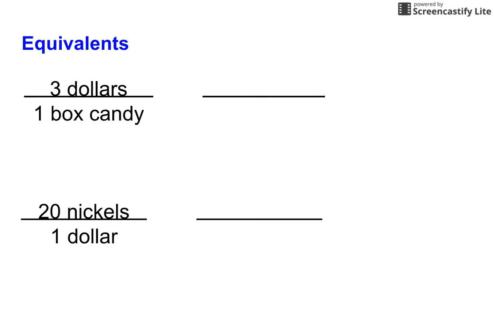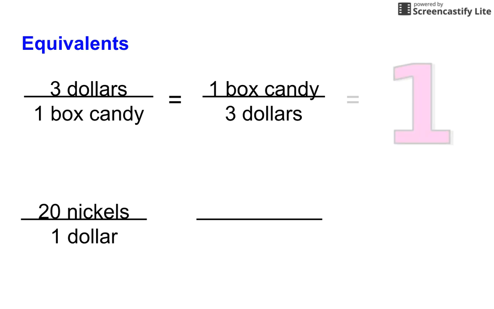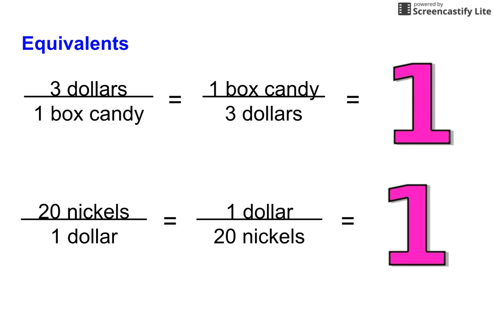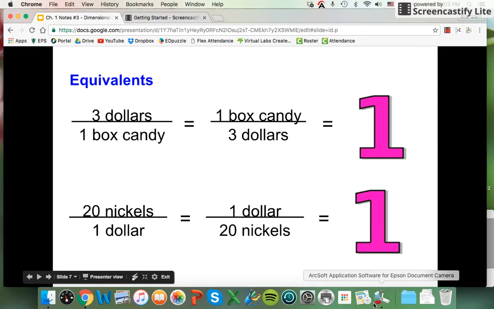So for this problem, here are two fractions we can make. It actually doesn't matter which number is on the top. You can put candy on top, dollars on bottom. You can put dollars on top, nickels on bottom. It doesn't matter, but we just have to remember that the fractions are equal to 1. So let's see how we can use this to help us go back and solve that initial problem.